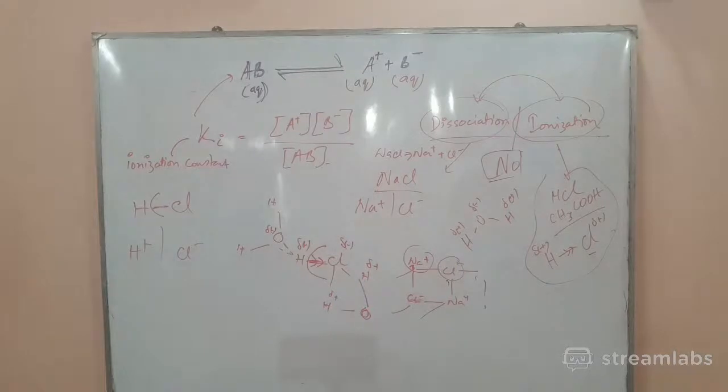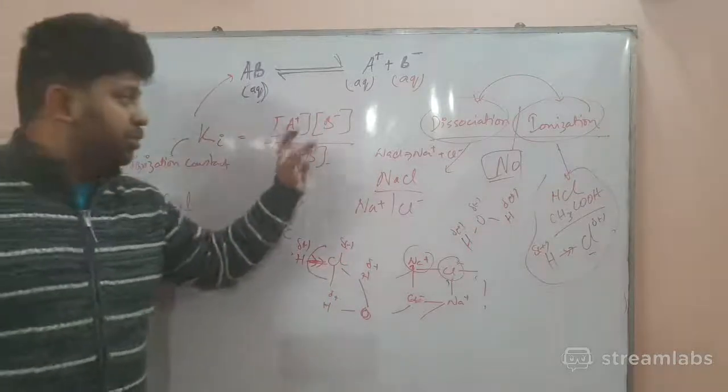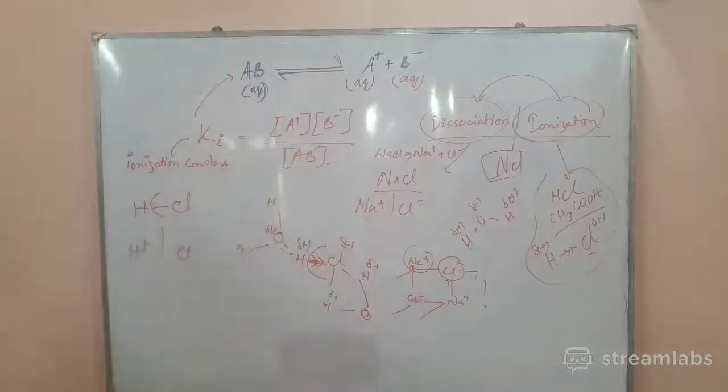Now moving further, if you have understood up to this much. One more thing: the Ki I have told, the Ki is equal to the concentration of A plus times the concentration of B minus divided by the concentration of AB.